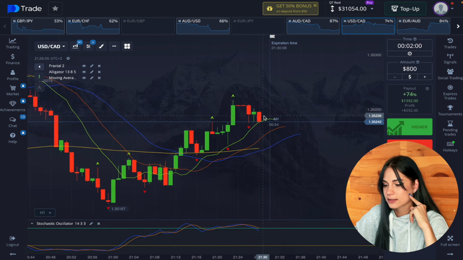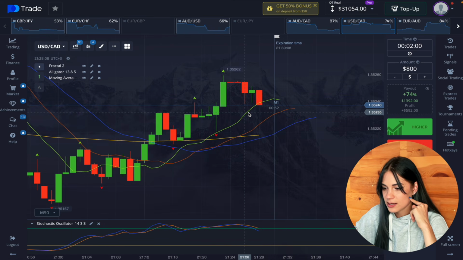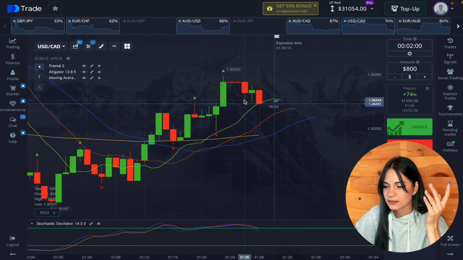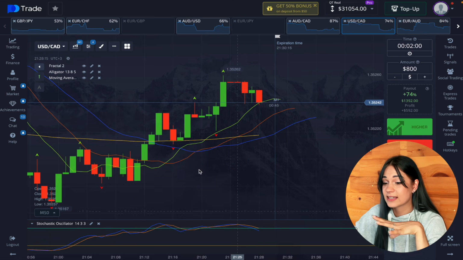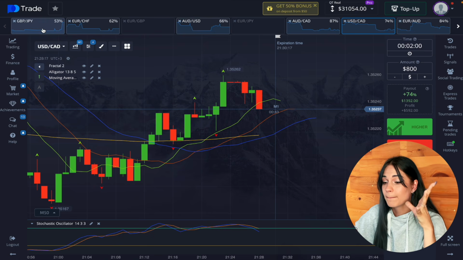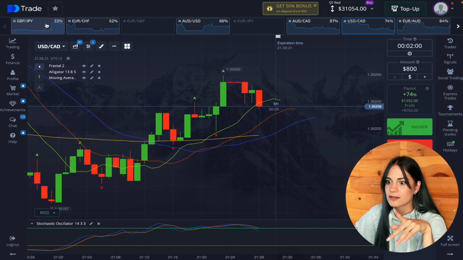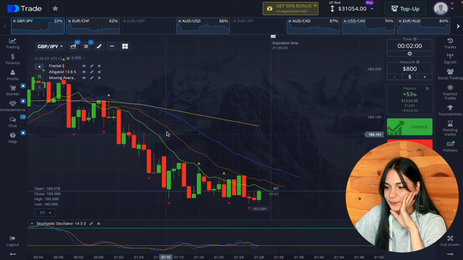And let's look at this right here. We could have gotten a signal, but the fractal unfortunately disappeared, and stochastic is in the overbought area. Let's try to find something else and start this finally.